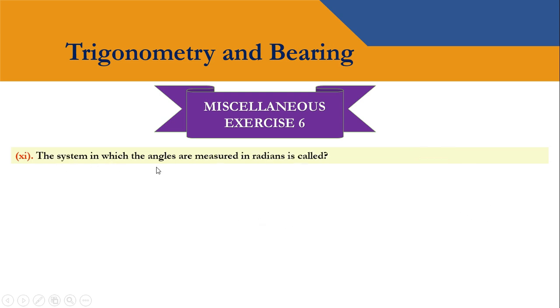Now the system in which the angles are measured in radian is called the circular system. So option C is the correct option.